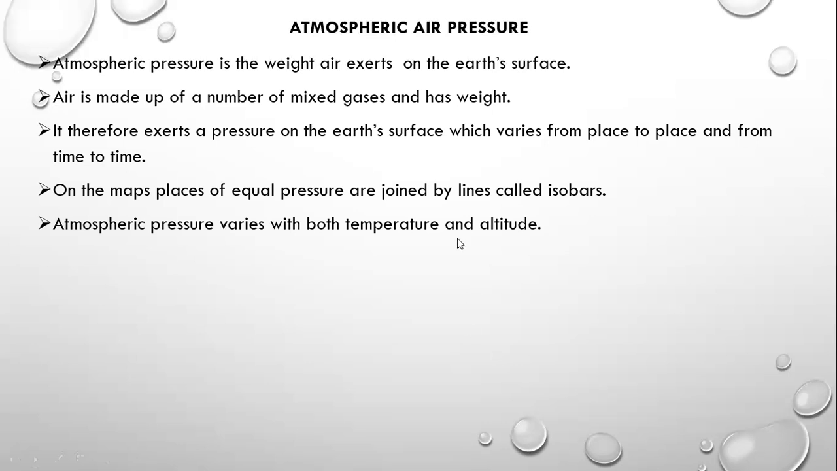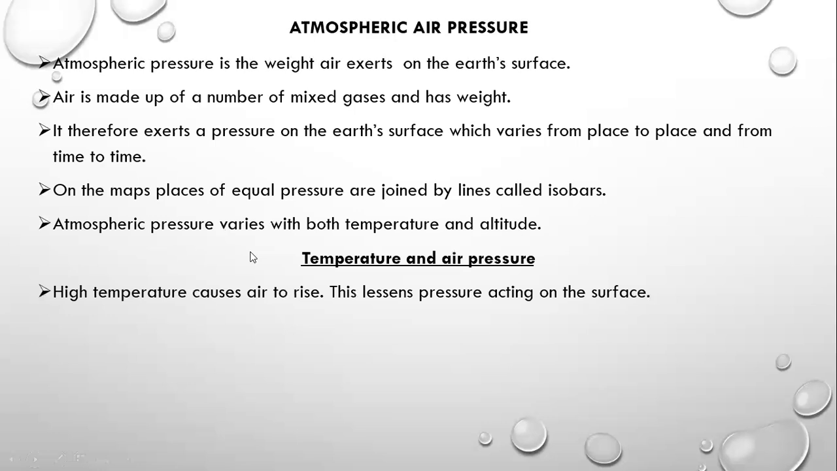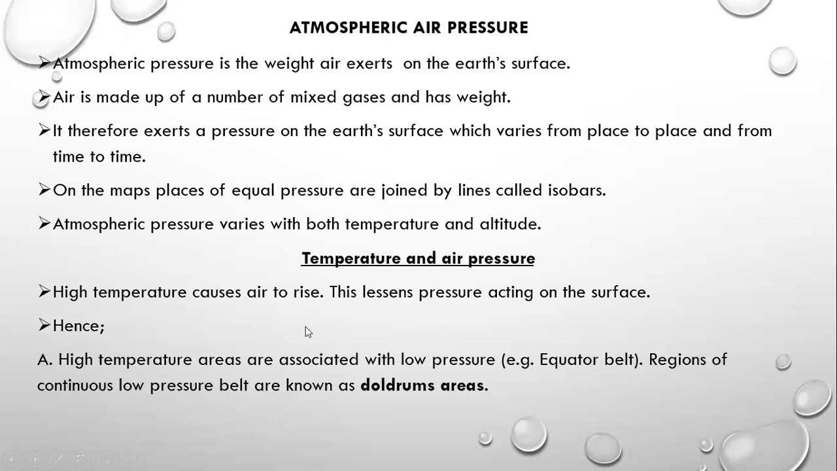But how does temperature affect pressure? Now, temperature and air pressure will show that high temperature causes air to rise. You must know that when air is hot or warm, it becomes lighter. So high temperatures cause air to rise. This lessens pressure acting on the Earth's surface. Hence, high temperature areas are associated with low pressure.